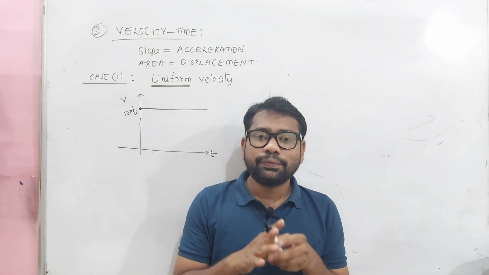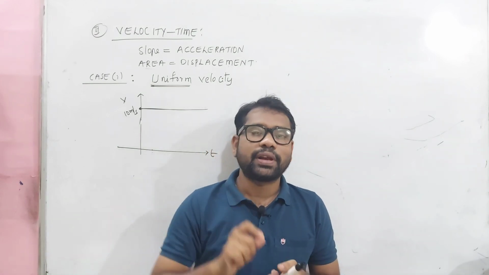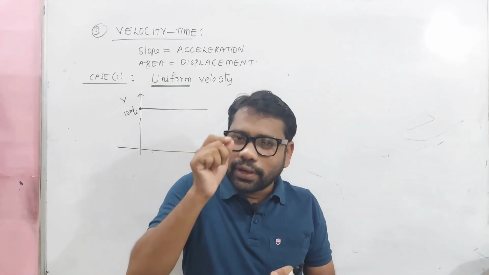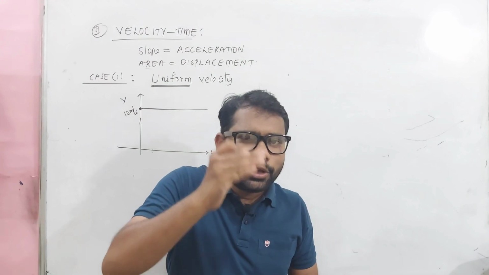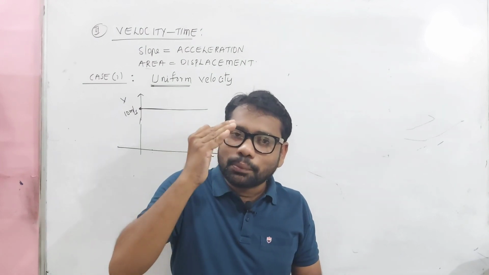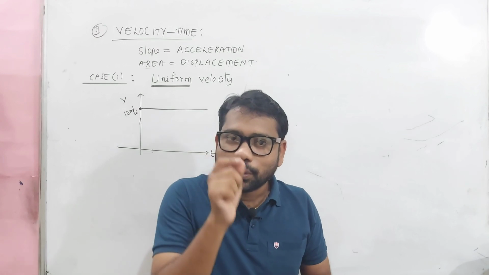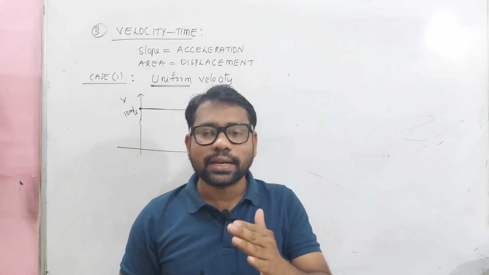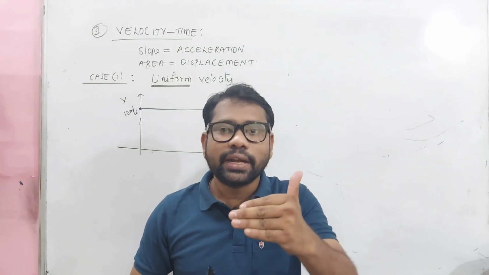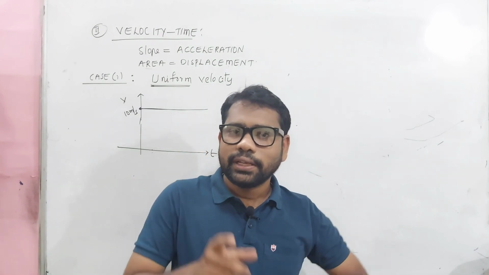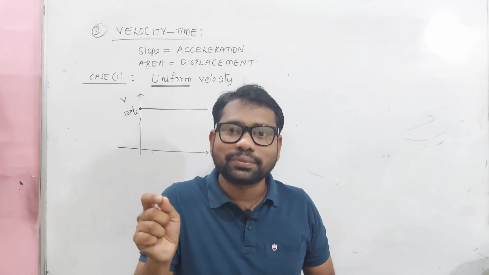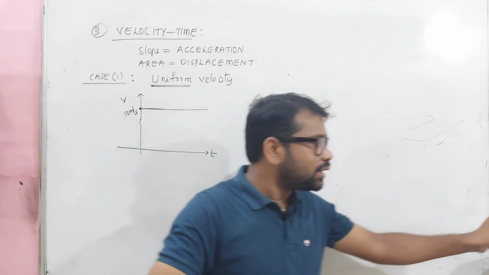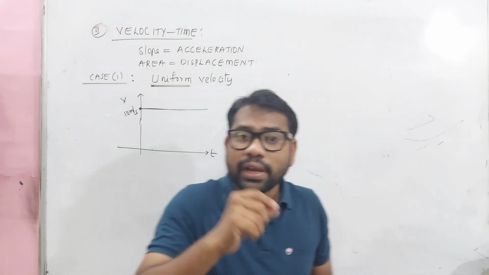But dear children, if the body is not moving with a uniform velocity, rather the velocity is changing in a uniform manner, we can say that the body has acceleration, that too uniform acceleration. Let us recall once again: what is acceleration? The rate of change of velocity is called acceleration. If the change in velocity is uniform, then the acceleration of the body remains constant. So in that case, how will the velocity-time graph be?